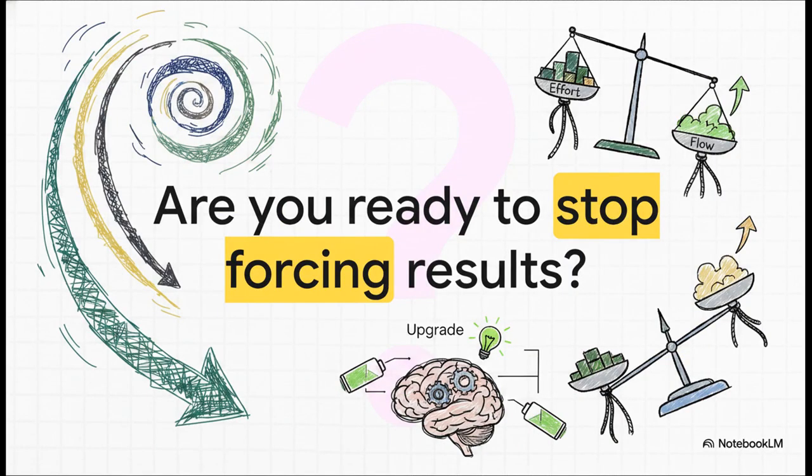Which leaves us with one final thought to ponder as we wrap up this explainer. Look at the emotional scale in your own life right now. Are you ready to stop forcing results, let go of the total exhaustion of that downward spiral, and finally start operating your own internal system? The hardware is already inside you. Right now, it's just time to upgrade the software.